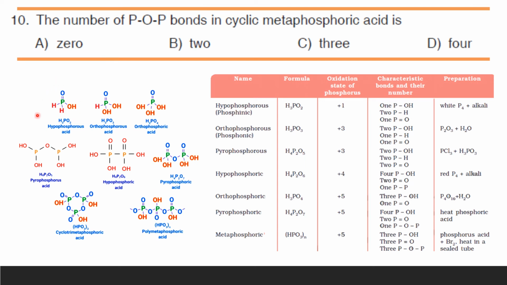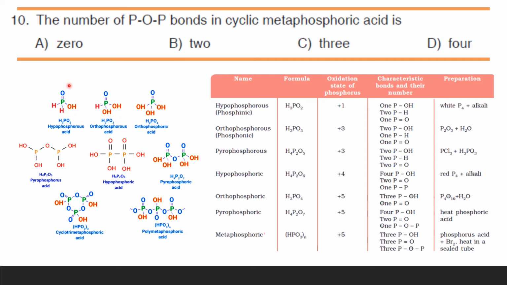The first one is known as hypophosphorus acid. The structure of hypophosphorus acid is given here. It is P double bond O, H, H and OH. And when you replace one of the hydrogen atoms with an OH, you will get orthophosphorus acid, that is H3PO3. Now, when you further replace this hydrogen atom of orthophosphorus acid with an OH, you will get orthophosphoric acid, which is H3PO4.